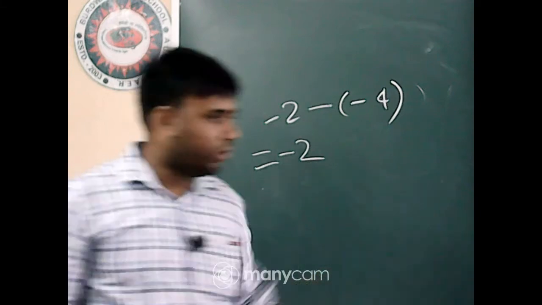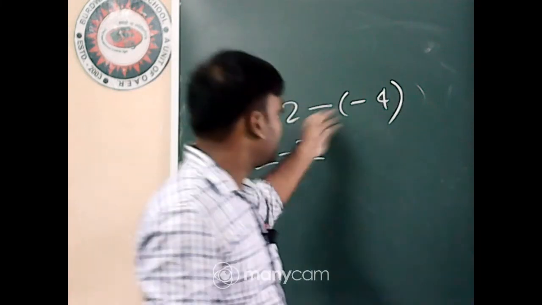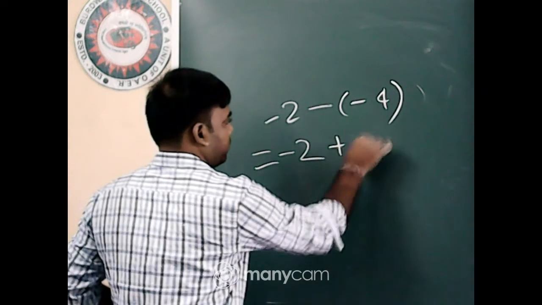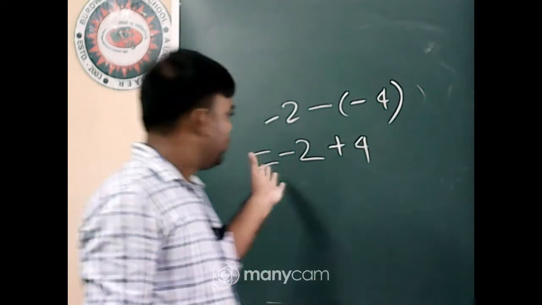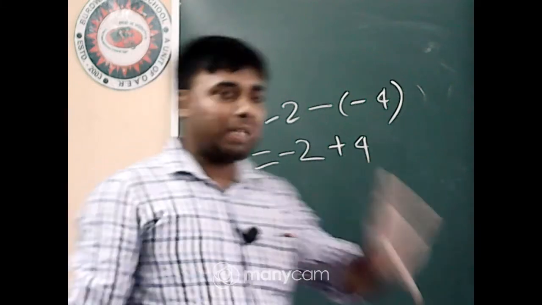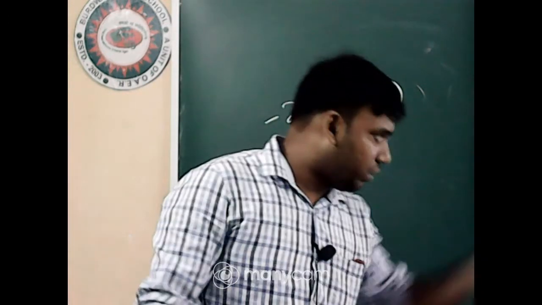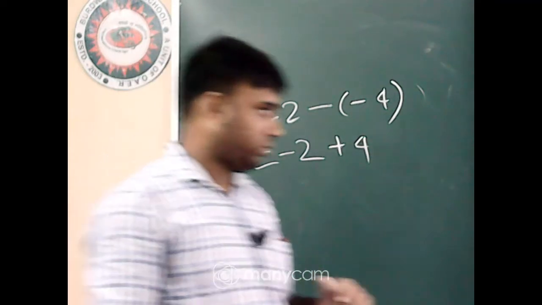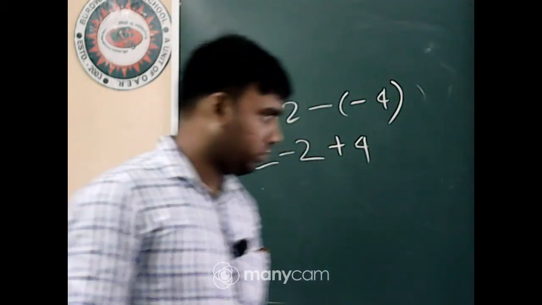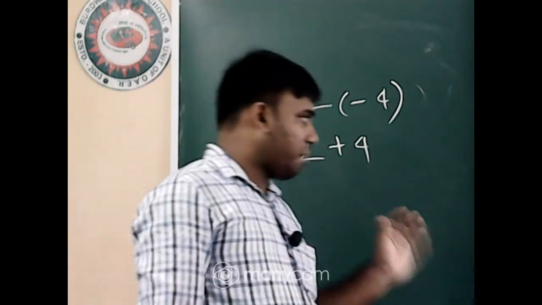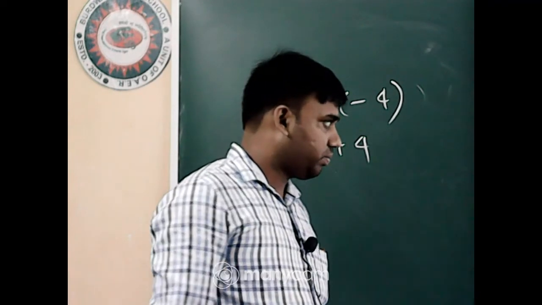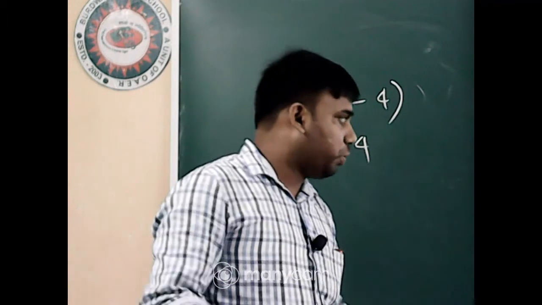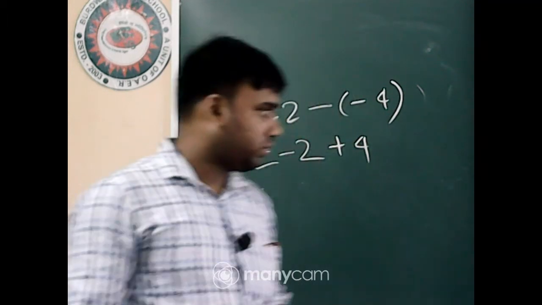Okay, give your feedback, Tori. Minus into minus, yes, plus. So plus 4. Okay. Now 2 and 4 are the same sign or opposite sign? Must write your answer, Tori. Opposite sign. Opposite sign means subtraction or addition?